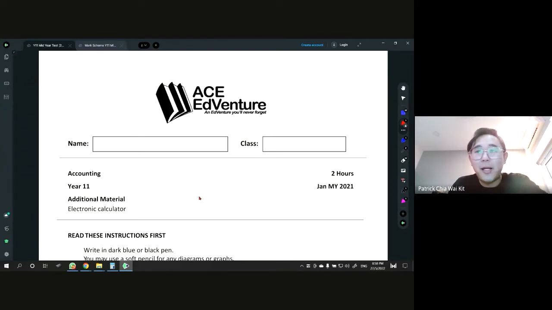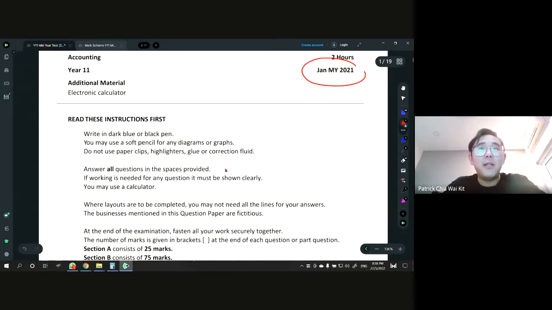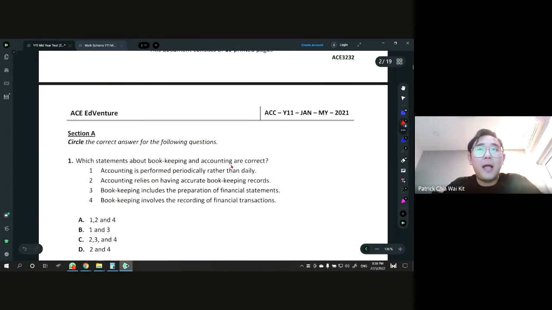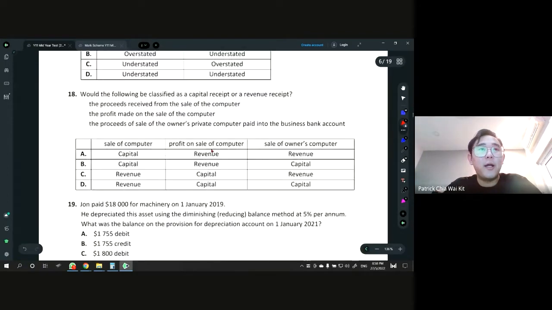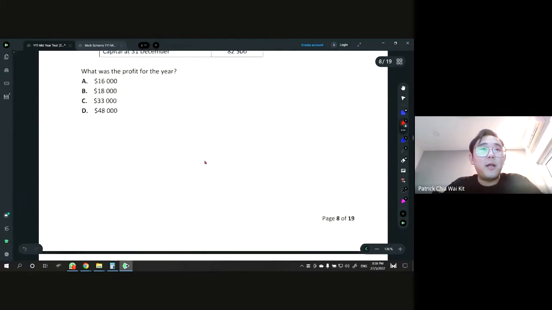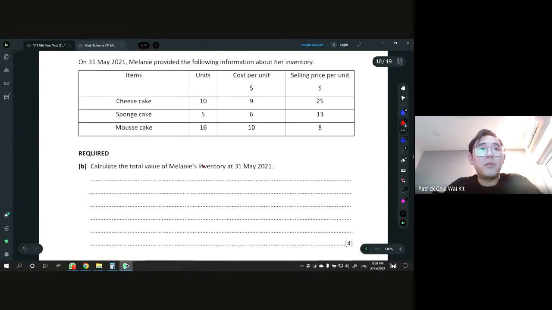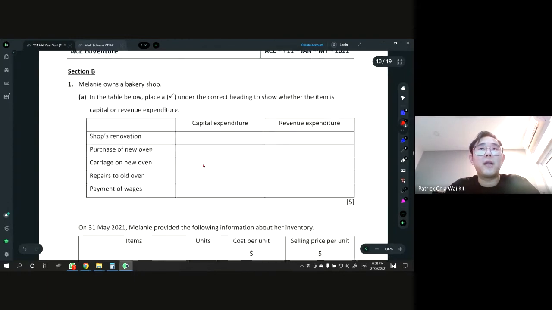Right, so I'm still looking at the January 2021 mid-year paper, year 11. The last round, part A, I'm done with the MCQ. So today we are going to look at part B, section B. I'm trying to speed run this. First part, we have capital expenditure and revenue expenditure. Capital expenditure is technically spending money on NCA, and revenue expenditure will be expenses related.